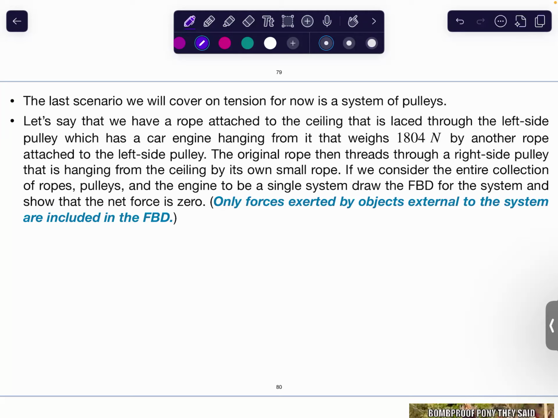So I'm going to try and draw a pulley system. See how well it goes.